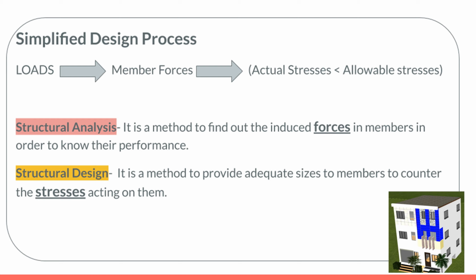In the simplified design process, loads act on members and then we find out the forces induced in members by structural analysis process, and after the provision of sizes and material properties we come to know the actual stresses occurring in each member, and we check that and we see that those actual stresses shall be lesser than the allowable stresses. So that is the simplified design process.